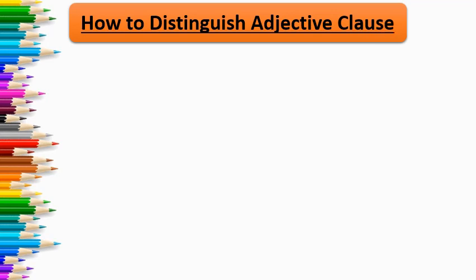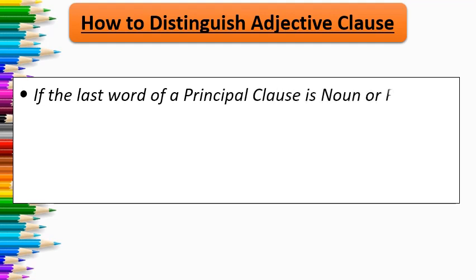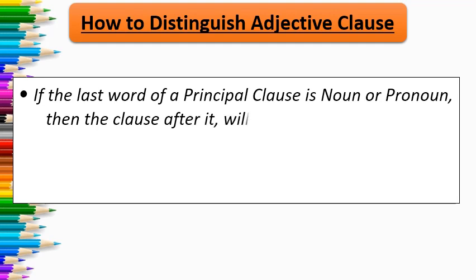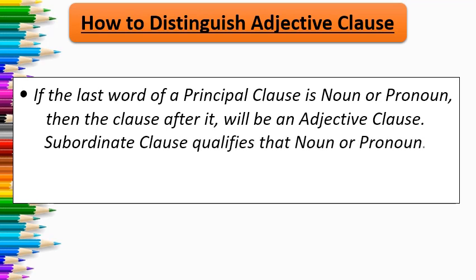A question arises: how to distinguish an adjective clause in a sentence? For that, keep one thing in your mind. If the last word of a principal clause is a noun or pronoun, then the clause after it will be an adjective clause. The subordinate clause qualifies that noun or pronoun.